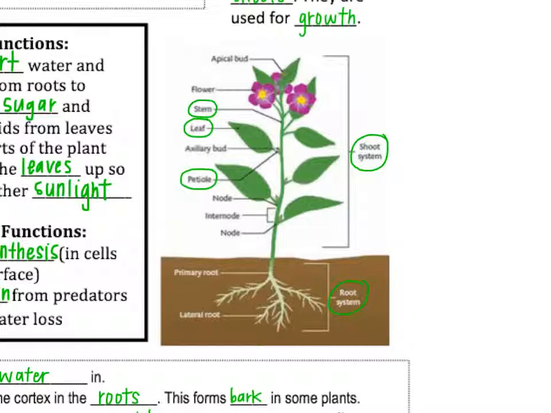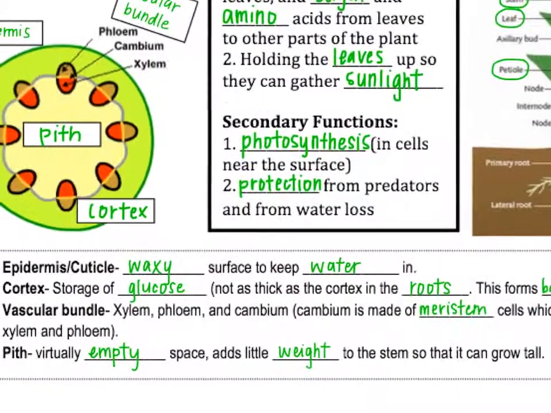One thing I want to point out on this diagram is that you've got a special name for the stem of a leaf, and that is a petiole. So if you see the stem, that's the main stem of the plant, and then next to each leaf you have a little tiny stem. That's called a petiole.